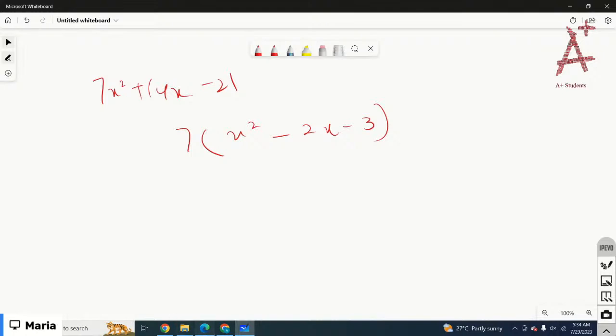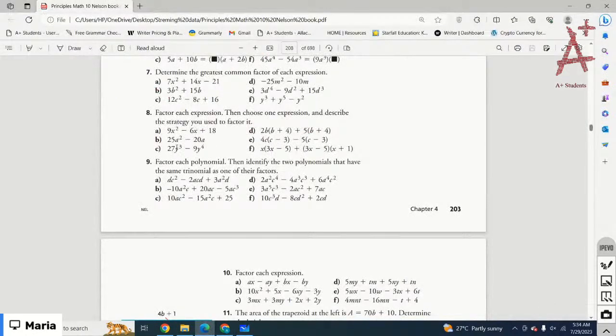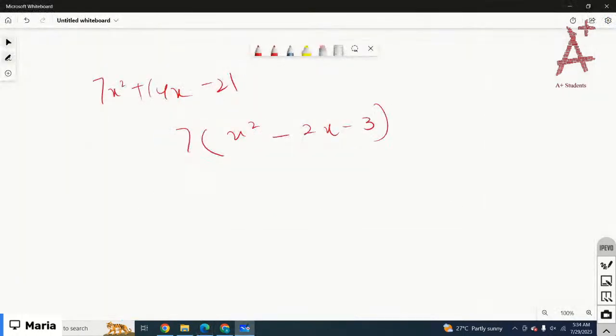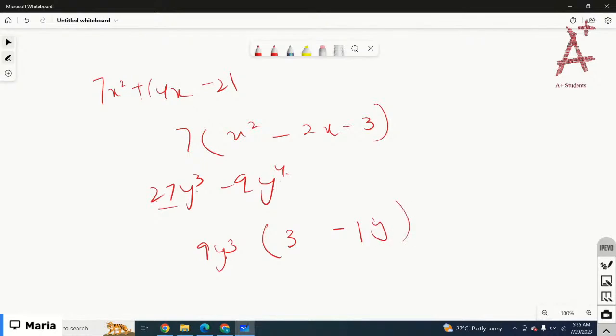Okay, the next one is 27y cube minus 9y exponent 4. You can see 27 and 9 are both multiples of 9, so 9 is common. Here you have y exponent 3, here you have y exponent 4. Whenever you have variables with powers involved, you take the least power common. The least one is 3, so y exponent 3 is common. You are left with 9 times 3 is 27, y cube outside, and 9 times 1 is 9. Here you have 3y, here you have 4, that means you have one more y. So it would be 3 minus 1y.